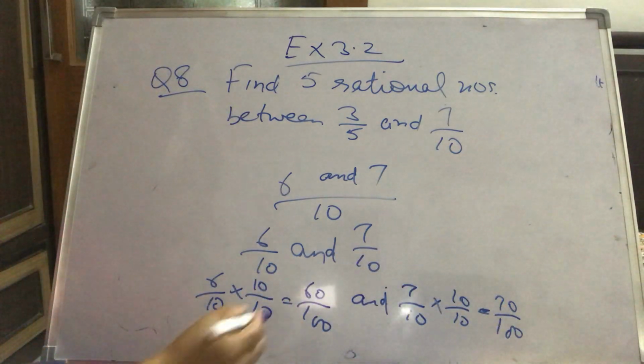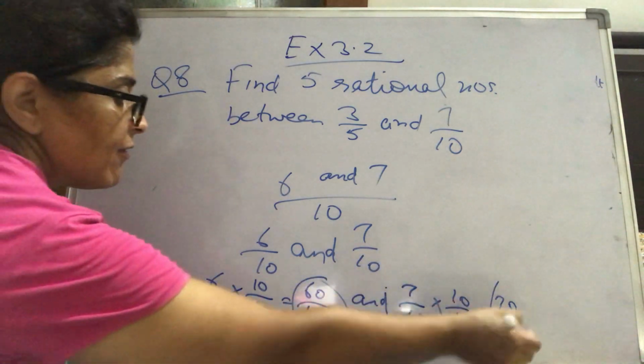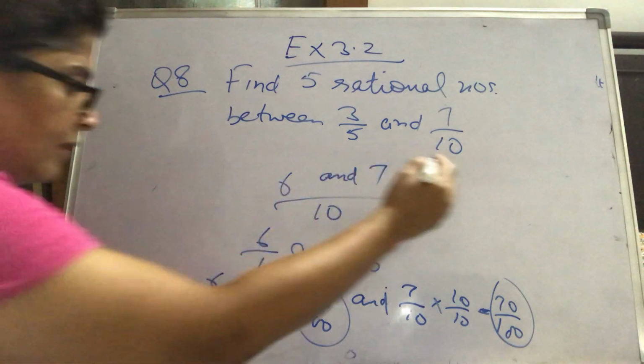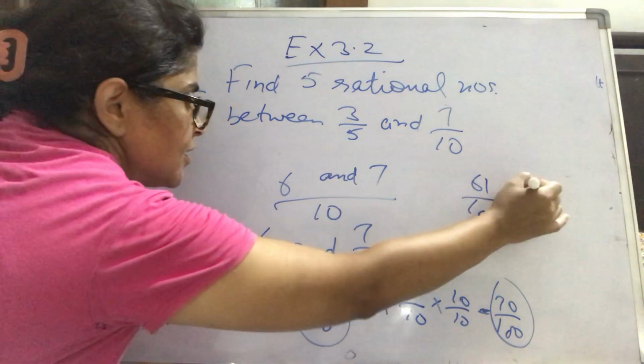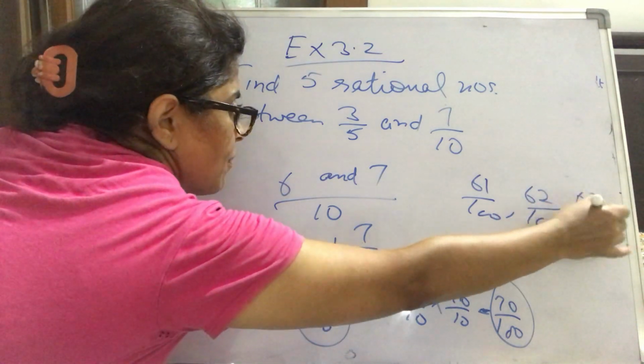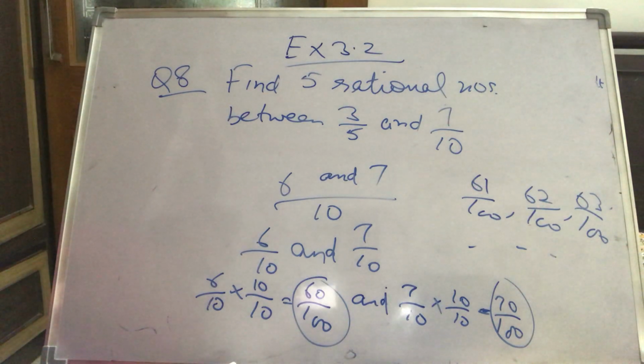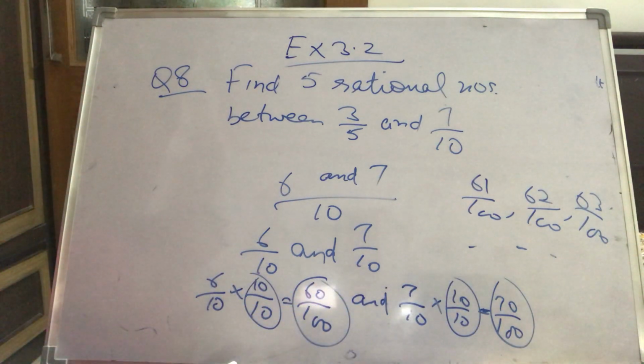Now we have 60 by 100 and 70 by 100. We have 9 rational numbers between them, we can write any 5 of them. It may be 61 by 100, 62 by 100, 63 by 100. Like that, you can write 5 rational numbers. If you are asked 7 rational numbers, you can write 7 of them. Here where I have done multiplication by 10 upon 10, you can do the multiplication by 20 upon 20 also. You can multiply 100 upon 100 also. That depends on you by which you want to multiply.